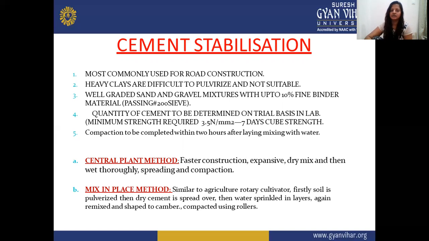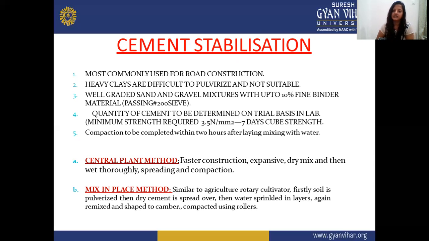So, as we know, cement is a highly consumed material in the world. Third, I guess. Heavy clay particles cannot be pulverized, but cement can be pulverized, and well graded sand with gravels or aggregates are designed in such a way inside the lab so that 3.5 Newton per mm square strength can be achieved. So there are two methods.